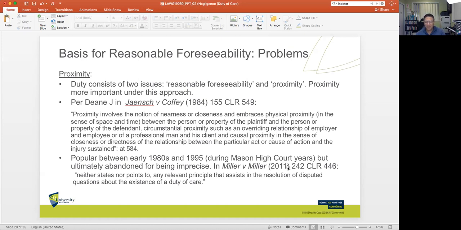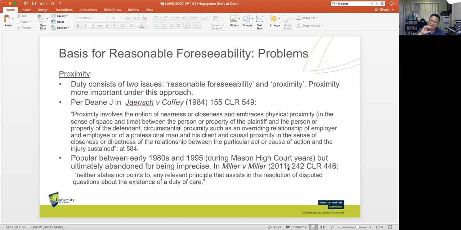In the case of Miller versus Miller, the High Court ruled that when you talk about the issue of proximity, it really doesn't state nor point to any relevant principle that assists in the resolution of disputed questions about the existence of a duty of care. So what typically happened, the court observed, was that when a defendant was held liable, there was first a finding that he was held liable, and the liability was based on the fact that he seemed to have been proximate to or very near or close to the plaintiff. But there was really no underlying principle behind it.